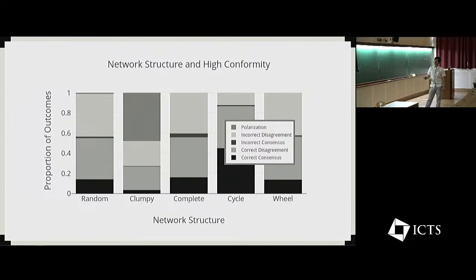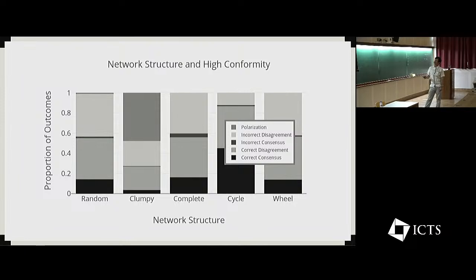Correct consensus ends up being very rare. Correct disagreement and incorrect disagreement, these scenarios where you have agents that are acting one way but believe something else, those two things happen much more often. And so what ends up happening in the clumpy network is that you get generally very bad outcomes, although maybe 30% of the time, everyone's performing the correct action.